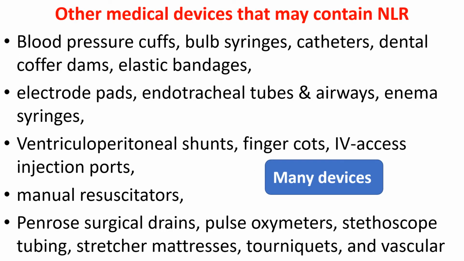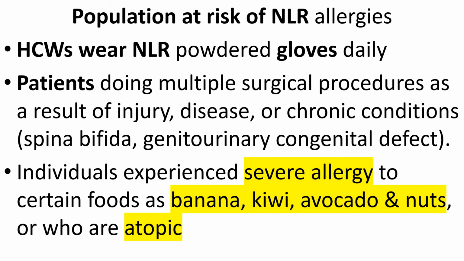Other medical devices that may contain NLR: blood pressure cuffs, bulb syringes, catheters, dental cofferdam, elastic bandages, electrode pads, endotracheal tubes and airways, enema syringes, ventriculoperitoneal shunts, finger cots, IV access injection ports, manual resuscitators. There are many devices. In short, population at risk of NLR: healthcare workers wearing NLR powdered gloves daily, patients undergoing multiple surgical procedures, individuals experiencing severe allergy to certain foods such as banana, kiwi, avocado, nuts, and those who are atopic.